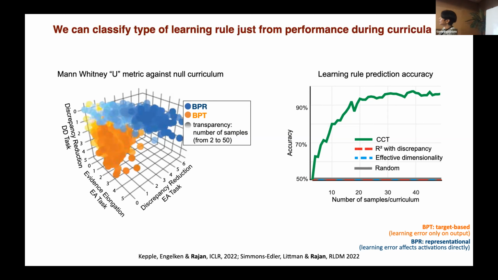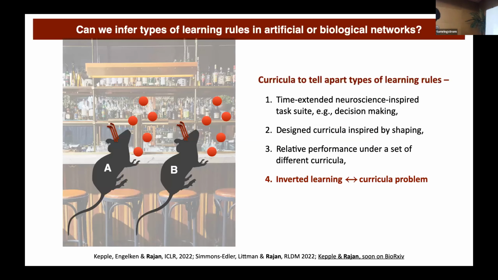So to conclude, we can classify types of learning rules. The project is about being able to tell apart learning rules by means of curricula. I showed you 2 task variants, 3 different curricula, and 2 classes of learning rules with 1 example each. You can imagine doing this for any kind of classification, really, including vanilla RNNs versus LSTMs or whatever. But in order to learn about learning, I think you have to study it literally.